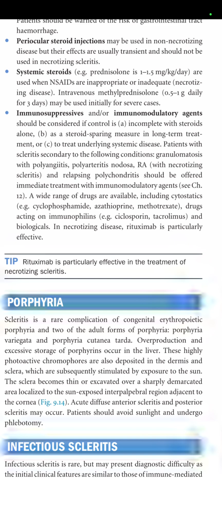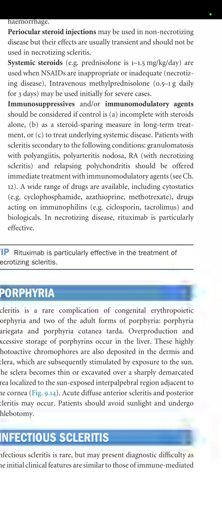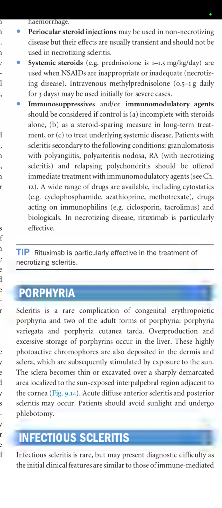Patients with scleritis secondary to the following conditions: granulomatosis with polyangiitis, polyarteritis nodosa, rheumatoid arthritis (RA) with necrotizing scleritis, and relapsing polychondritis should be offered immediate treatment with immunomodulatory agents. A wide range of drugs are available, including cytostatics, cyclophosphamide, azathioprine, methotrexate, drugs acting on immunophilins, for example cyclosporine, tacrolimus, and biologicals. In necrotizing disease, rituximab is particularly effective. Very important line: rituximab for necrotizing disease. Tip: rituximab is particularly effective in the treatment of necrotizing scleritis.